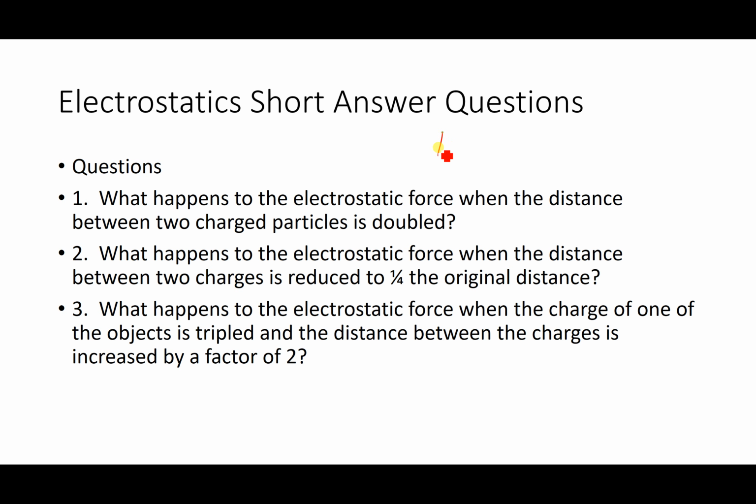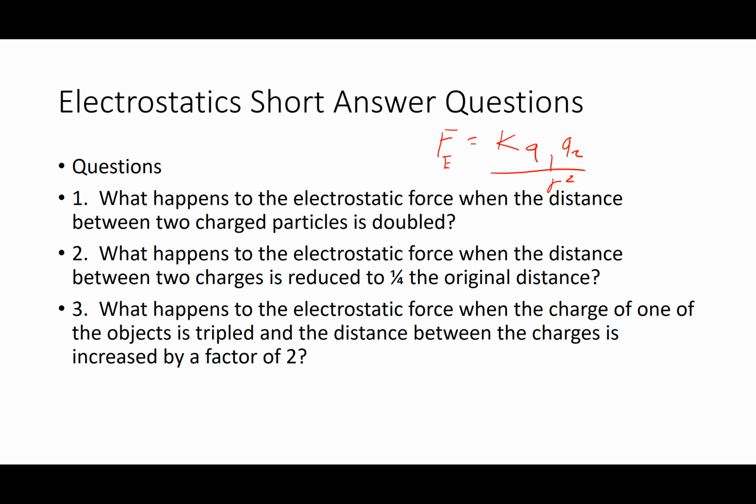Well, we have to use Coulomb's law to guide our thinking here, which is F, sometimes you'll see it written as Fe, equals K, the Coulomb's constant, times charge 1 times charge 2, all over the distance between the charges' centers squared. You may see that written as R squared or D squared.